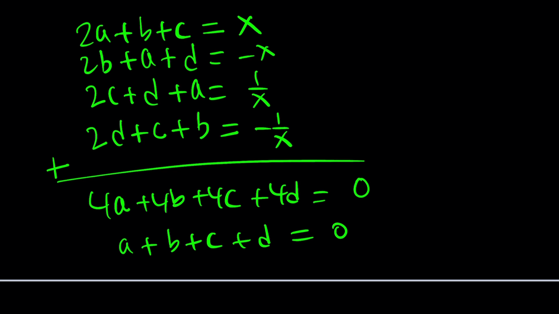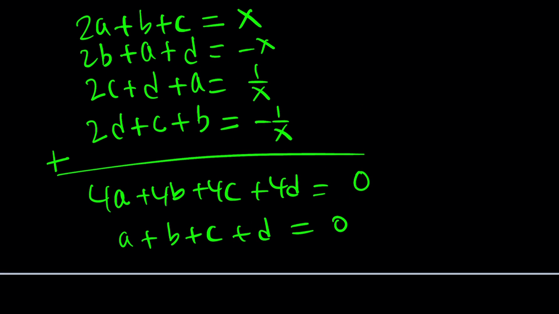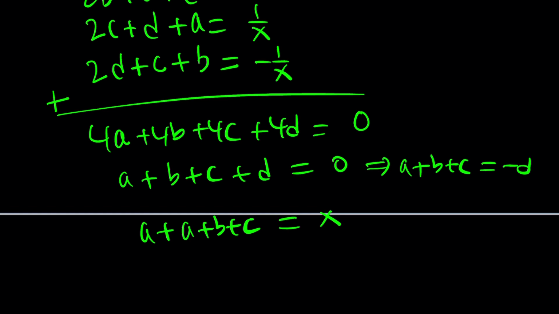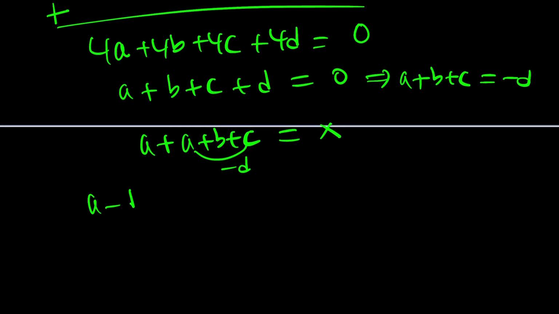Now, is that helpful at all? Let's find out. We have another equation that says 2a plus b plus c is equal to x, for example, right? We can write it as a plus a plus b plus c is equal to x. So from here, we know that a plus b plus c is equal to negative d. I can isolate a plus b plus c and replace it with negative d. That gives us a minus d is equal to x.